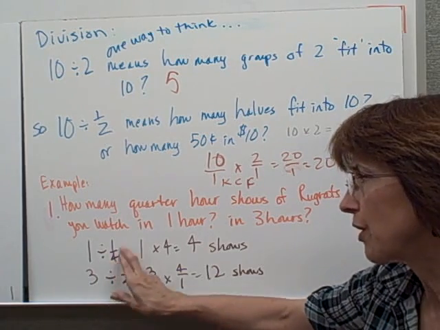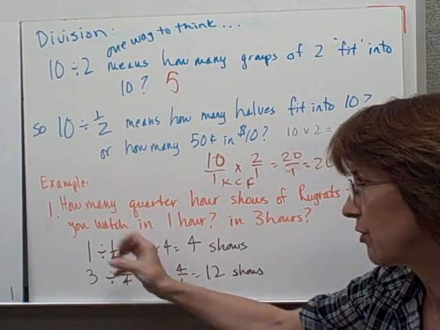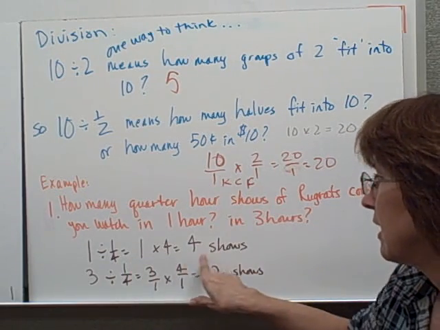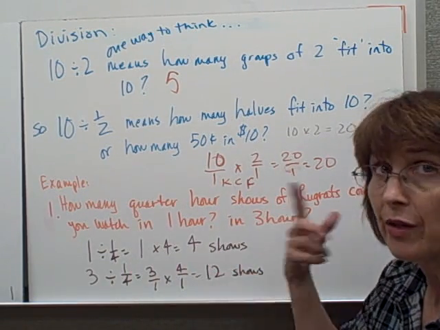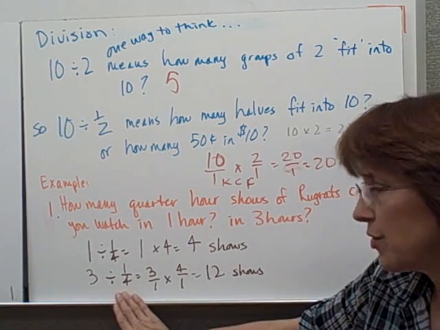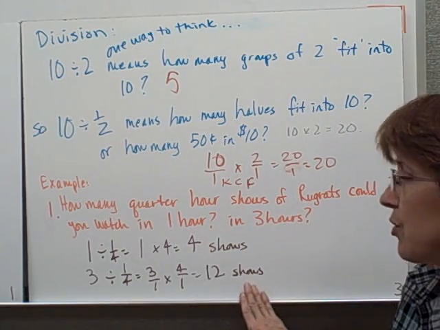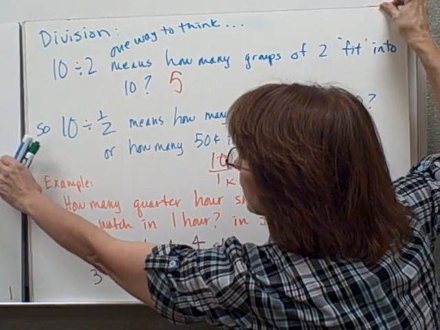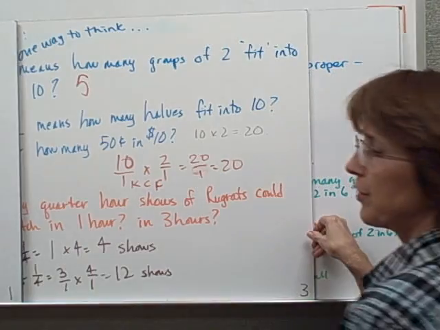How many groups of 1/4, how many groups of a quarter of an hour are there in 1 hour? That's just like 1 times 4, because when you go through the same process, you know there'd be 4 shows. You kind of know that already. Similarly, for 3 hours, it'd be 3 times that, 12 shows. So maybe that'll help you understand a little bit about what's really going on when you divide.